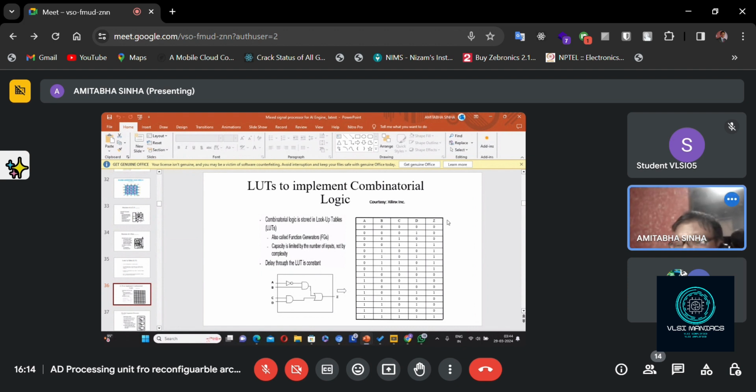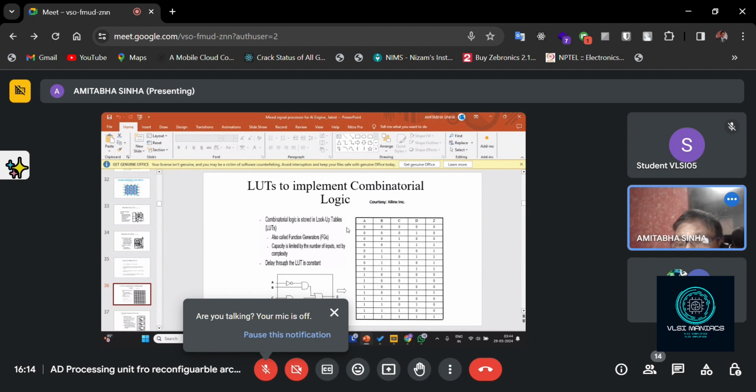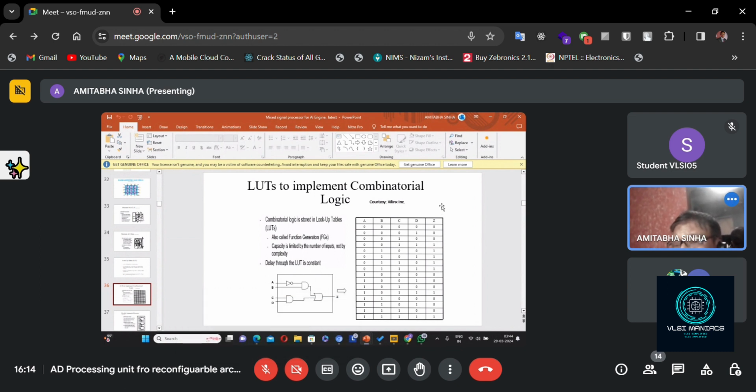Now, how can a lookup table be implemented using memory devices? What is the fundamental concept of memory devices? Memory consists of a number of rows, what we call locations, and in each location, a number of bits can be stored. Now, let's say we want to design a 16 into 1 bit memory. 16 into 1 bit memory means there are 16 rows and there will be 1 bit in each row.